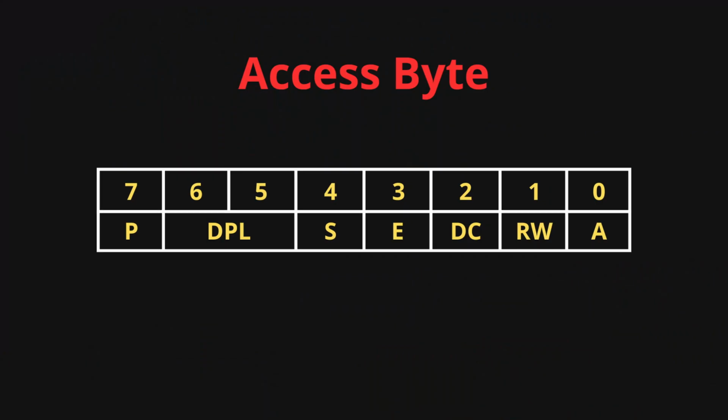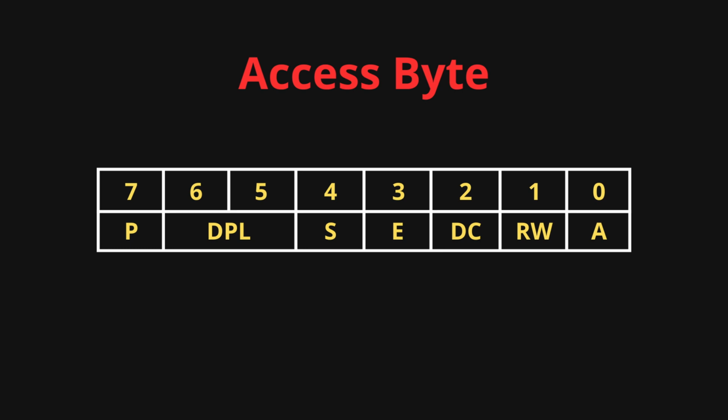Now we have DC, which is either direction bit if we are dealing with data segment, or conforming bit if we are dealing with code segment. It's just a matter of interpretation of the value. So if you are dealing with direction bit, if clear, which means 0, the segment grows up, and if 1, the segment grows down. In that case, offset has to be greater than the limit, right? So that's how we interpret DC in case of dealing with data segment.